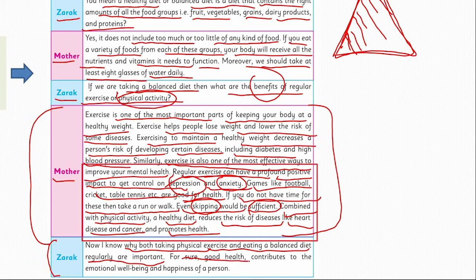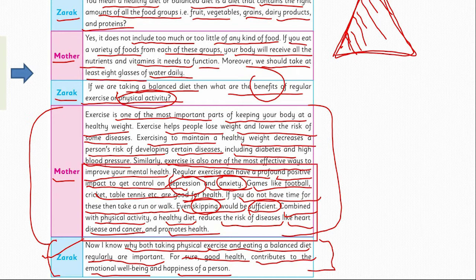For sure, good health contributes to the emotional well-being and happiness of a person. Now, when his mother told him, he gets to know that physical exercise and eating a balanced diet are both important. For sure, good health contributes to the emotional well-being and happiness of a person.